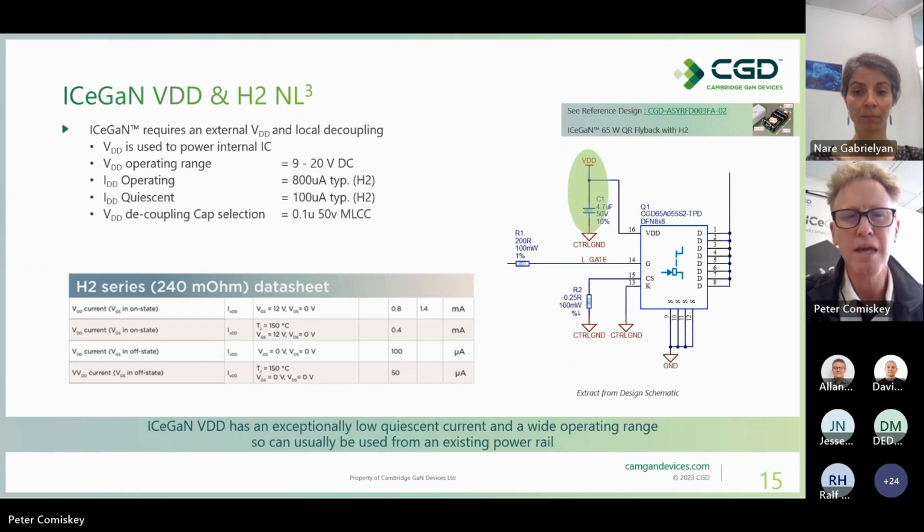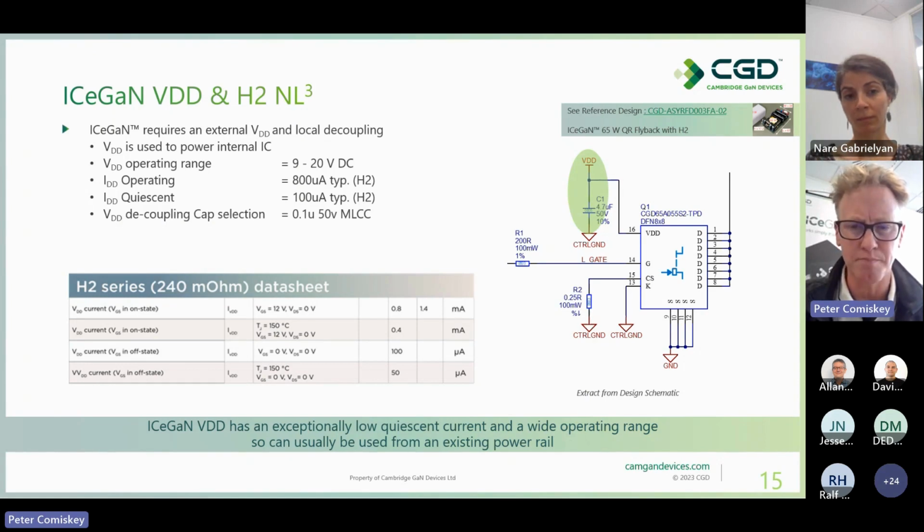That can vary a little if you're going to power ICeGaN with a bootstrap circuit. You'd need to consider other things like the hold-up time and so on. But because of the 100 microamp quiescent current, that is a relatively straightforward exercise. Because it varies very much for different applications, for different controllers, I'm not going to cover that here, but we can provide more detail if anyone would like advice on how to design a bootstrap circuit.